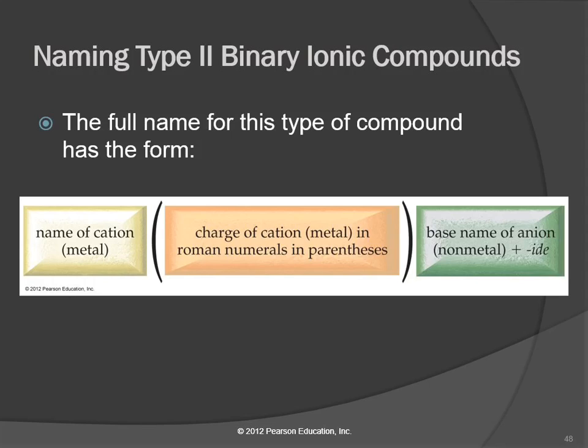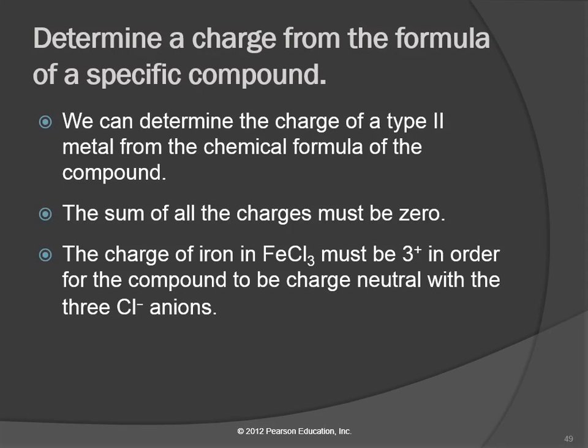So these compounds follow this pattern. You've got the name of the cation with its charge in Roman numerals, followed by the base name of the anion with its ending changed to "ide." When we're naming these, we have to figure out what the charge is. It's not specified in the formula, but we have to specify it in the name. We do that by looking at the chemical formula and the charge on the anion, and we remember that the charges have to add up to 0.